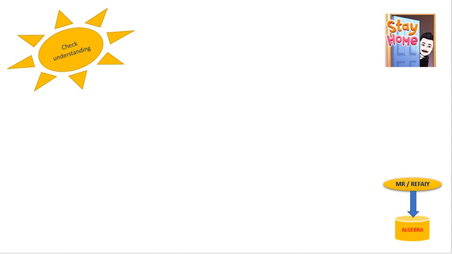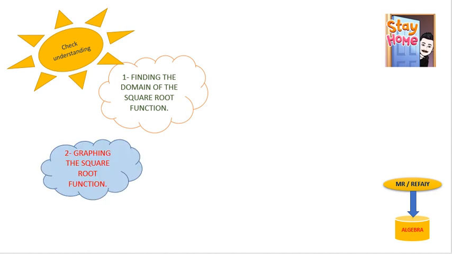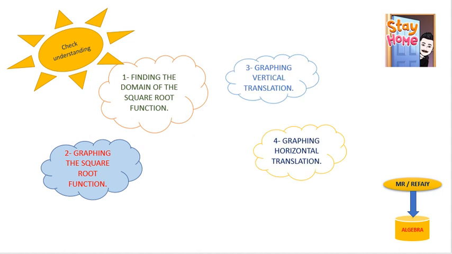Finally, check your understanding. Number 1, finding the domain of the square root. Number 2, graphing the square root. Number 3 and 4, graphing vertical translation and graphing horizontal translation.